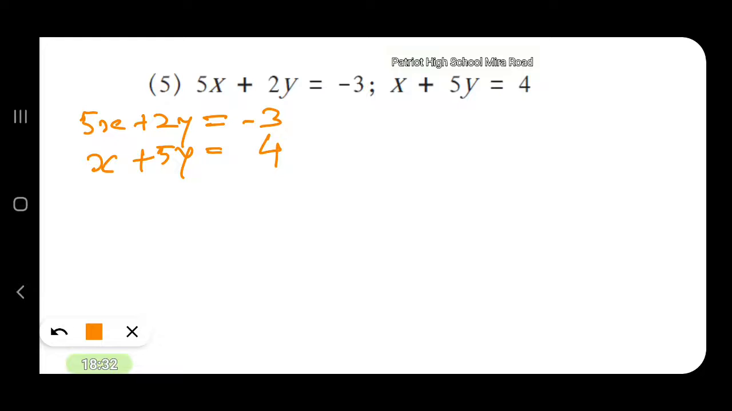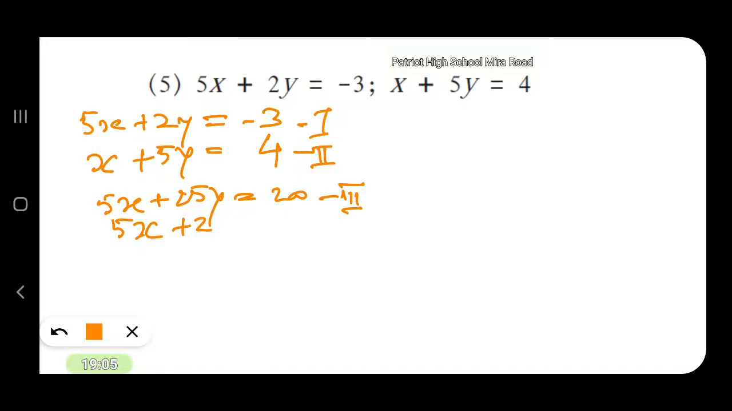So we will select elimination of x. So this is equation number 1, equation number 2. Multiplying equation number 2 by 5, we get 5x plus 5 5s are 25y is equal to 4 5s are 20. So this is equation number 3. Subtracting, now we will write equation number 1 below this. So it is 5x plus 2y is equal to minus 3.